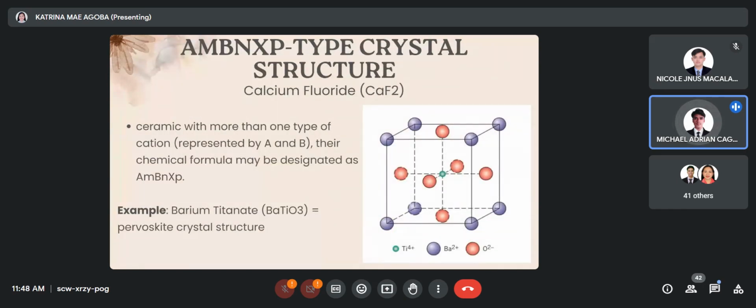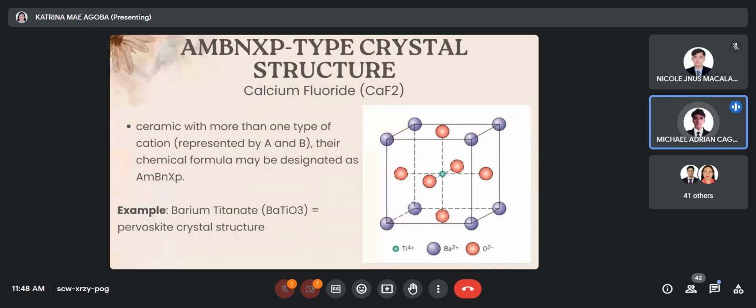The AmBnXp type crystal structure. Ceramic with more than one type of cation, represented by A and B. Their chemical formula may be designated as AmBnXp. An example of this is barium titanate, which is a perovskite crystal structure.